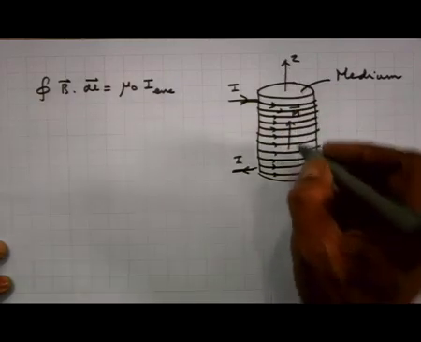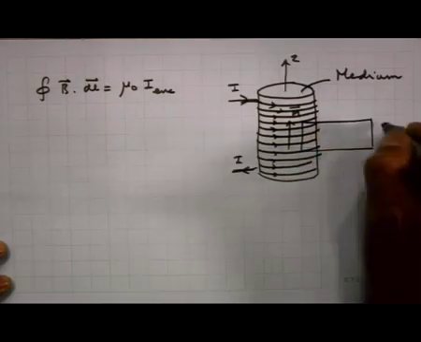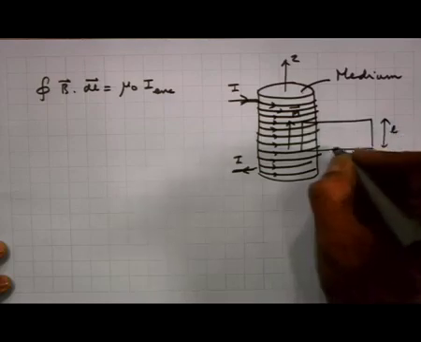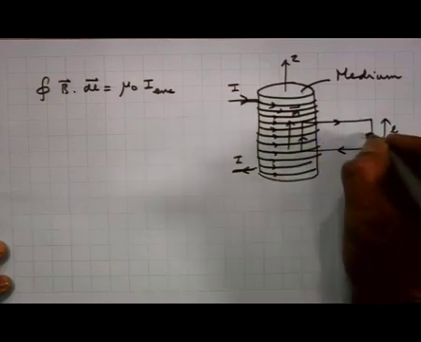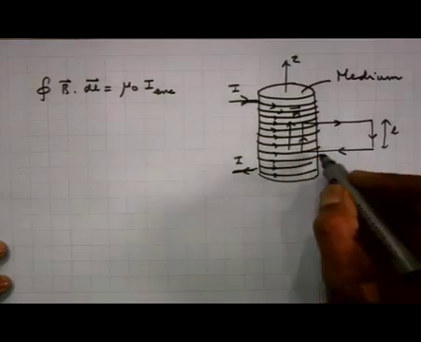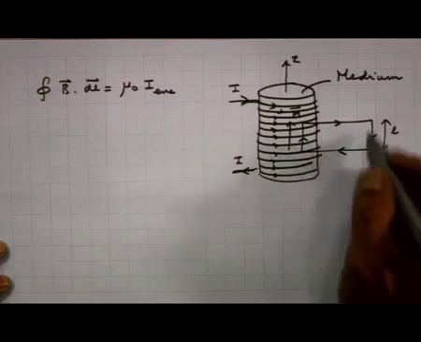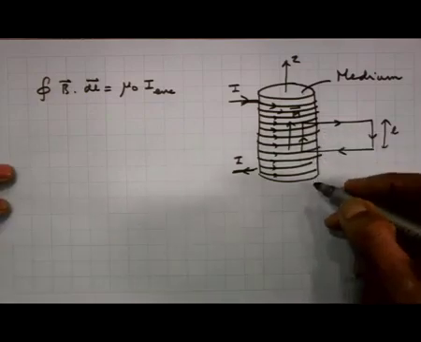Now, I apply Ampere's law. What I do is I take a loop of length L and integrate over this path. So, I take an Amperean loop crossing the solenoid and inside the material here and apply Ampere's law.